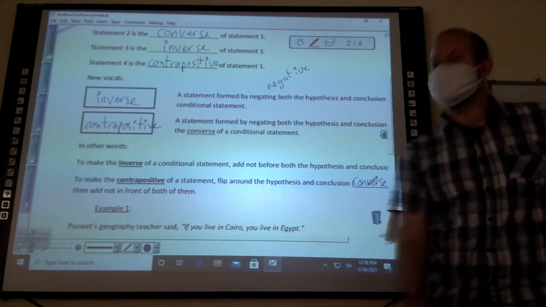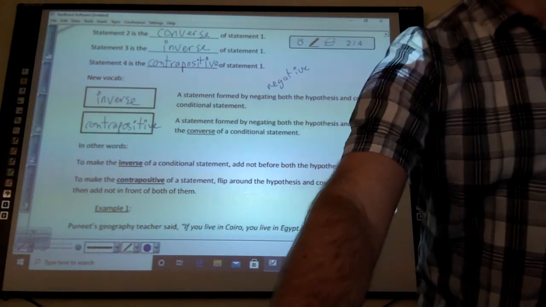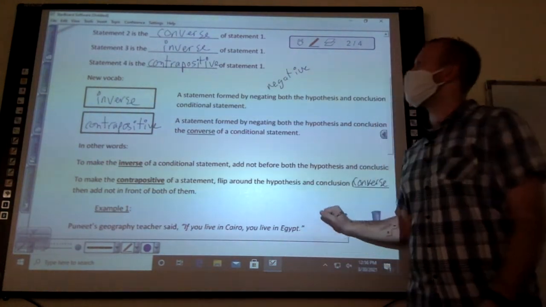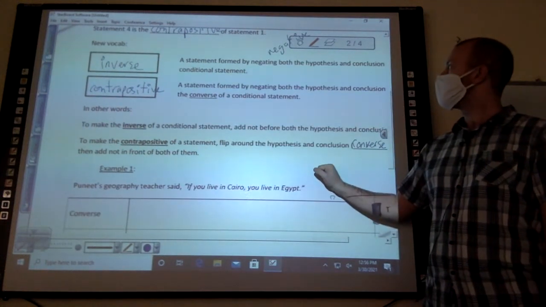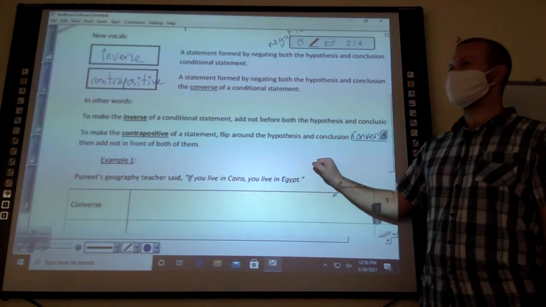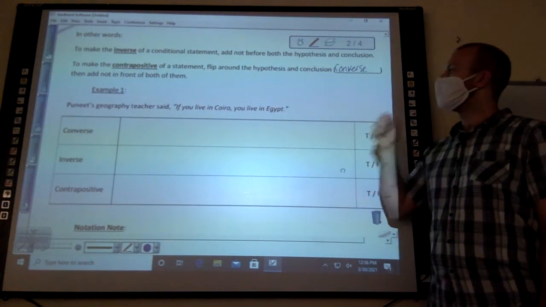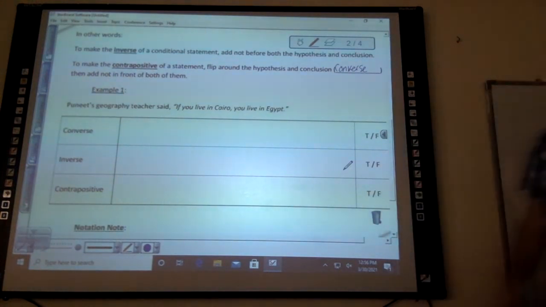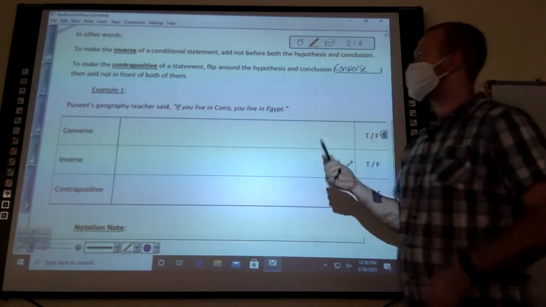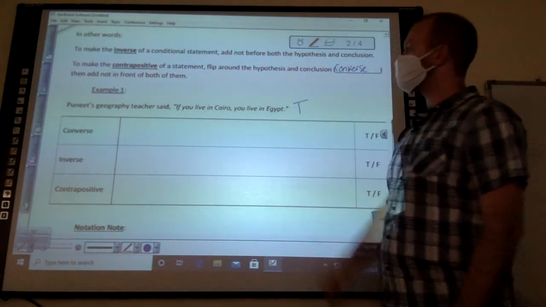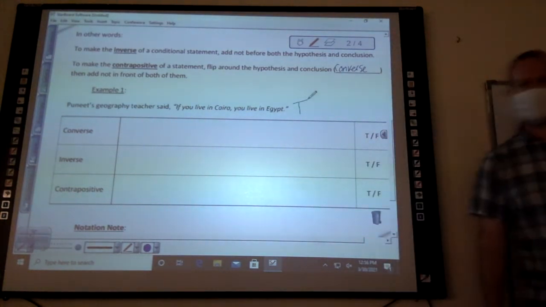So let's do an example that hits closer to home. You're good? Okay, so we've got a geography teacher that makes this statement: if you live in Cairo, you live in Egypt. Would you say that's true or false? That's definitely true. If you live here in Cairo, of course you live in Egypt. So that's a true statement.